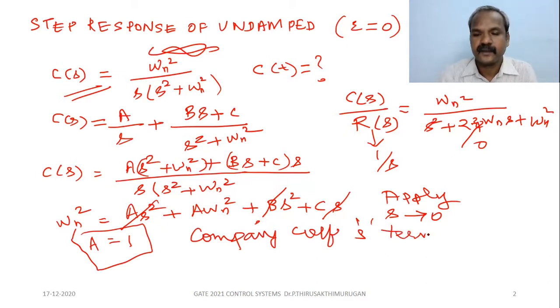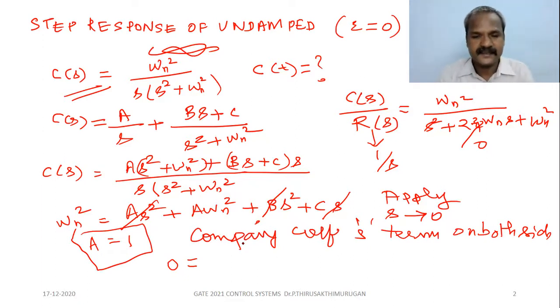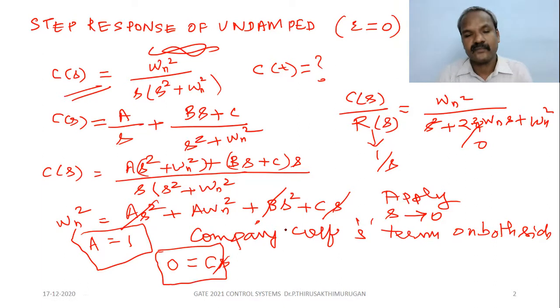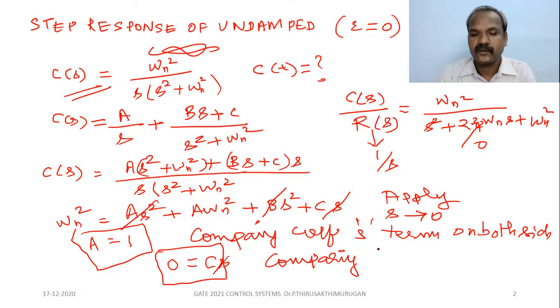What will we be getting? Left hand side is 0, no S term on the left hand side. Right hand side is C S, only C. So C equal to 0. Next, compare the coefficient of constant term.